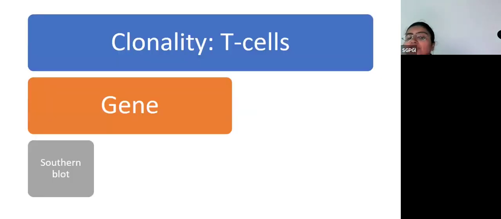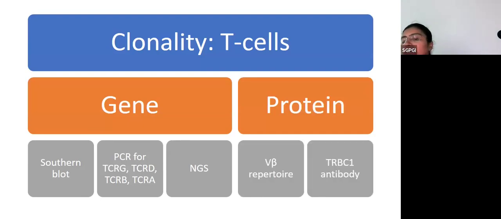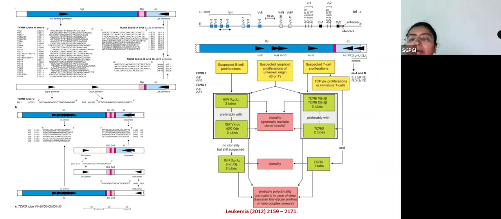Now for T cell lymphoma, again for clonality assessment, at the gene level, the same three techniques apply. At the protein level, you have the V beta repertoire and the TRBC1 antibody now. So for T cells, you have multiple genes which need to be assessed. If you look at the T cell receptor protein, there are 4 genes that are involved. For clonality, you use the TCR-B, TCR-G, and TCR-D genes. So these are the set of primers, again, from the EuroMRD consortium.